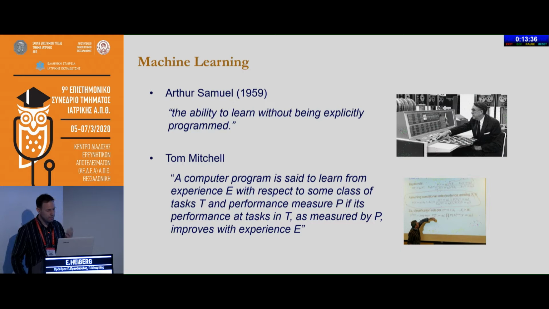A computer program is said to learn from experience E with respect to some class of tasks T and performance measure P if its performance at tasks in T, as measured by P, improves with experience E. So the central thing here is to define: what do we mean by experience? What do we mean by task? And what do we mean by performance? All of these need to be quantified, otherwise we cannot really talk about machine learning.